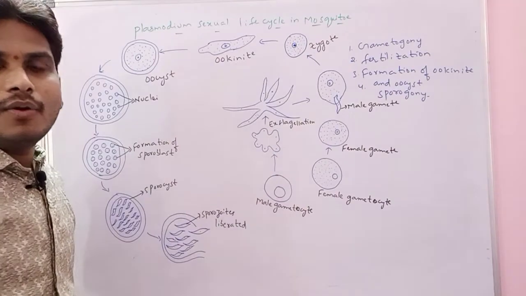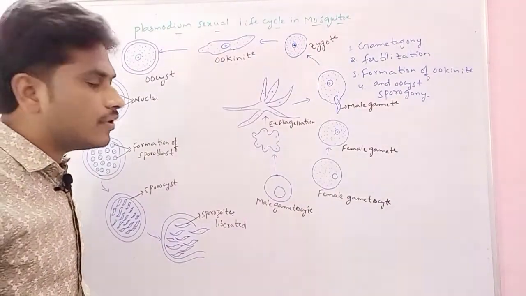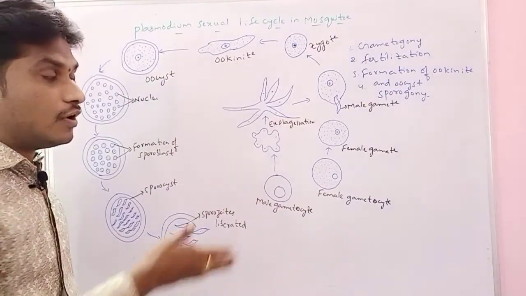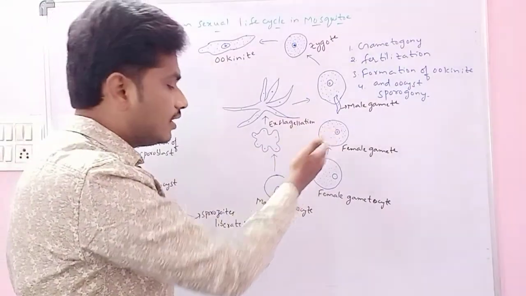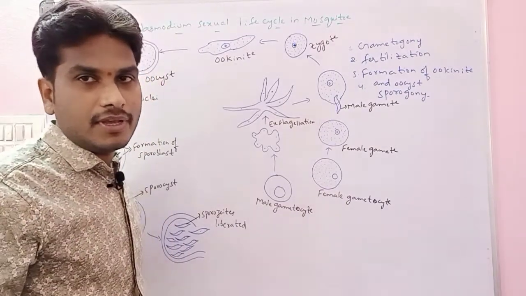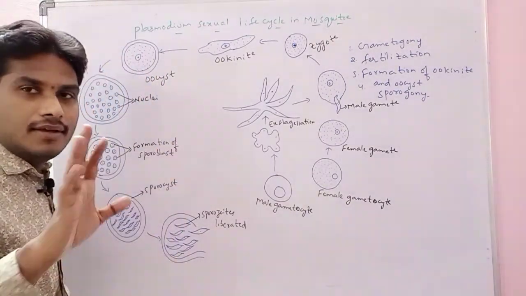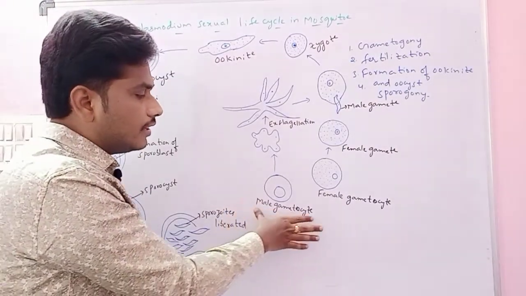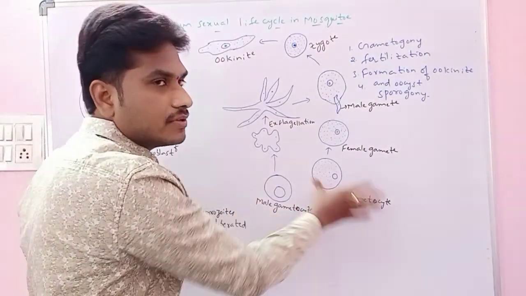Gametogony we are calling. What is gametogony? The formation of the male gamete and female gamete from the male gametocytes and female gametocytes we are calling gametogony. Now what is happening here actually? The starting stages: we have the male gametocyte and female gametocyte.